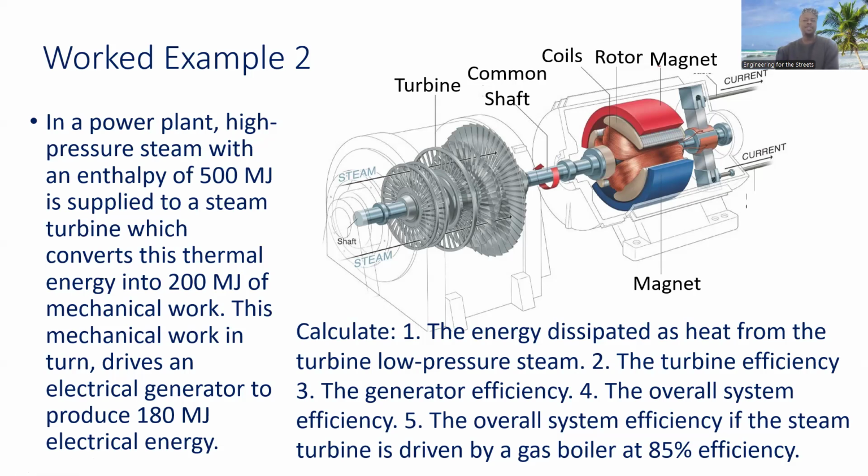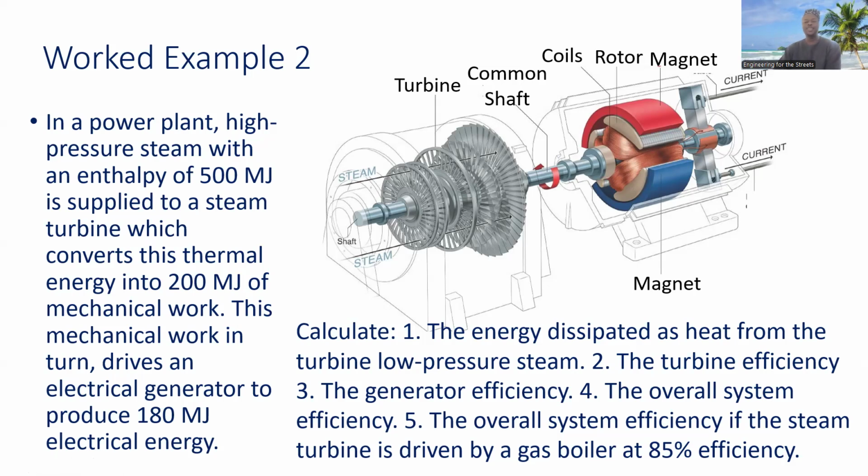So in a power plant, high temperature, high pressure steam with an enthalpy of 500 megajoules is supplied to a steam turbine like this, which converts this thermal energy into 200 megajoules of mechanical work. This mechanical work in turn drives an electrical generator to produce 180 megajoules electrical energy.